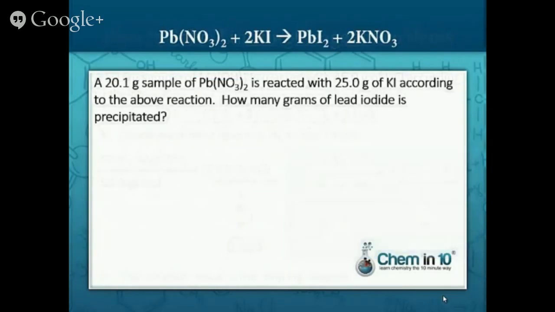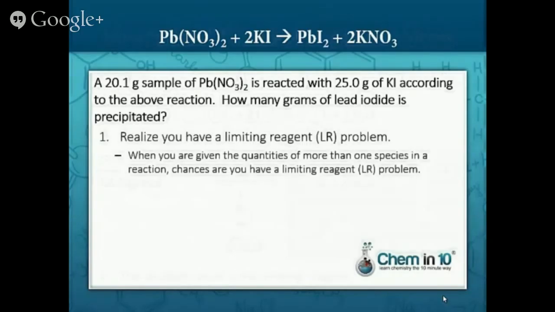Let's look at another sample problem. A 20.1 gram sample of lead 2 nitrate is reacted with 25 grams of potassium iodide according to the above reaction. How many grams of lead iodide is precipitated? First, we need to realize we have a limiting reagent problem. How do we know this? We're given 20.1 grams of lead 2 nitrate and 25 grams of potassium iodide. We're given the amounts of each reactant. That tells us we have a limiting reagent problem.